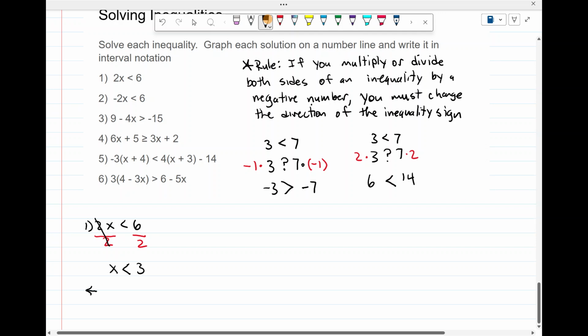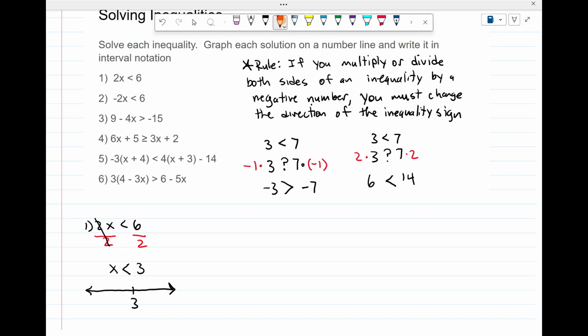We'll express our answer on a number line. I'm going to just put a 3 right here. And all the numbers less than 3 would be to the left. And we're going to put a curved bracket at the very end. All right, let's do the next problem.